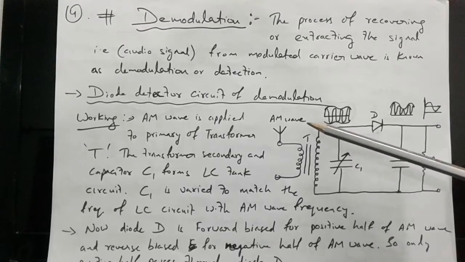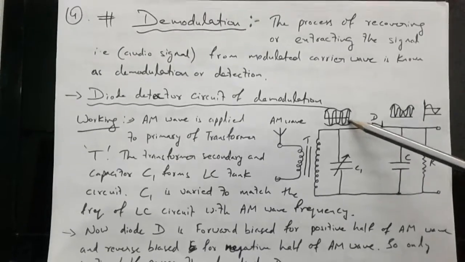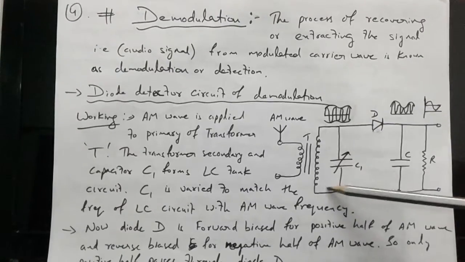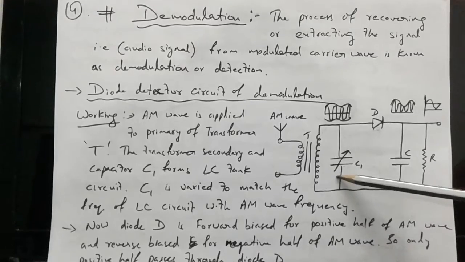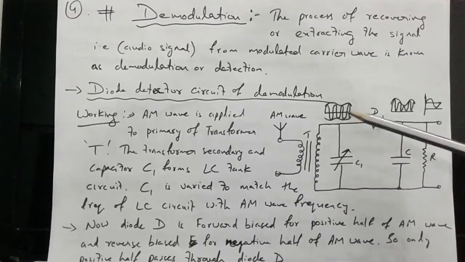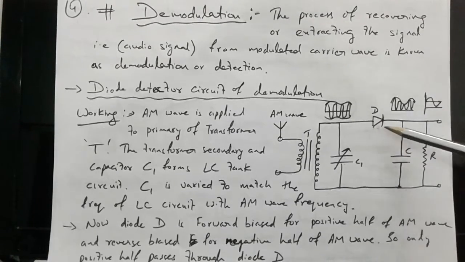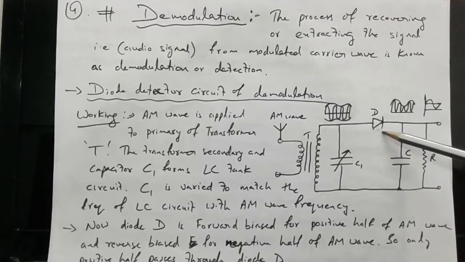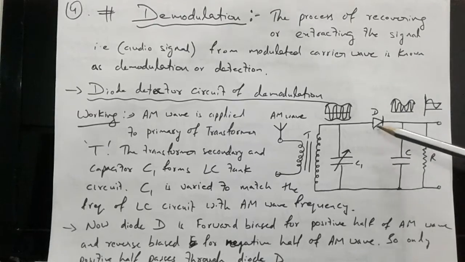So that AM wave is produced by this combination of the secondary of the transformer and the variable capacitor. Now further we have connected a diode. This diode, as you know, has the property that it conducts when it is forward biased and does not conduct when it is reverse biased.